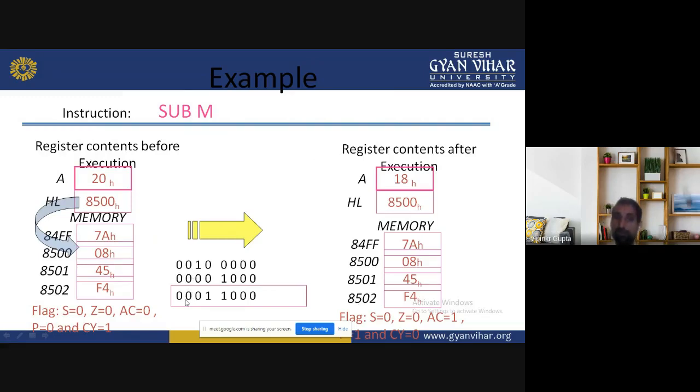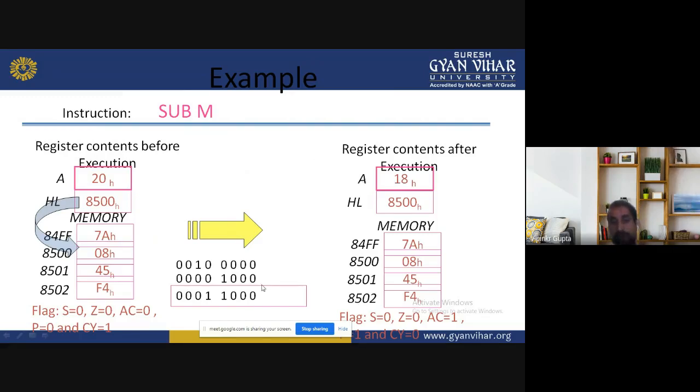0 minus 0, 0. Now we convert this into a hexadecimal number. It is equivalent to 18. So we write 18 into the accumulator. The result will be stored in the accumulator, and no other data will be changed.